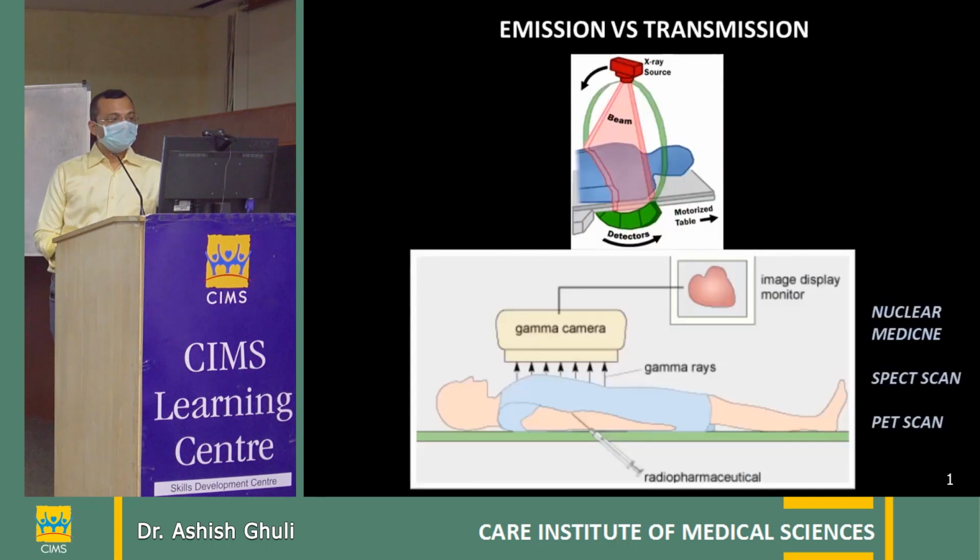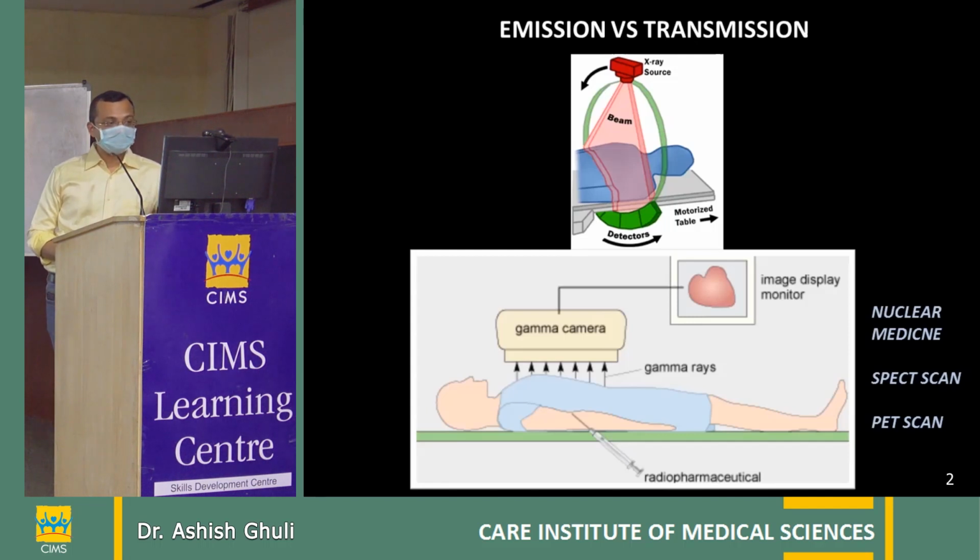So before starting my talk, let us understand the difference between emission and transmission scans. All radiology procedures involve the use of radiation, like a CT scan or X-ray machine. In this, the X-ray source is placed outside the body of the patient. The rays are transmitted through the patient's body, and the images are detected on the detector opposite to the X-ray radiation source. Hence the images are formed.